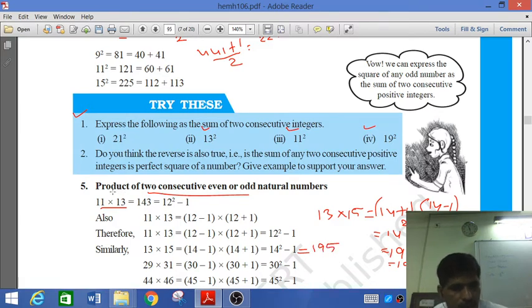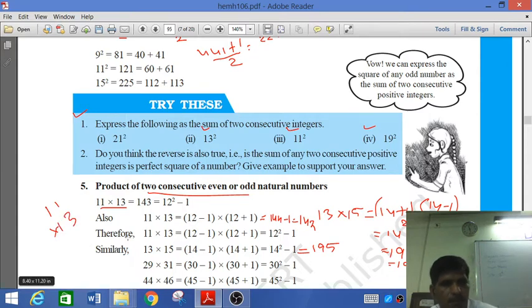Again I am explaining. What is the concept? Product of two consecutive even or odd integers. Here it is odd. So between 11 and 13, which number is there? 12. So 12 minus 1, 12 plus 1. So 12 square minus 1 square. 12 square is 144 minus 1, that is 143. So if you don't know how to multiply 11 by 13, you can do it by another method. That is one way to multiply it. So we can do it all ourselves.